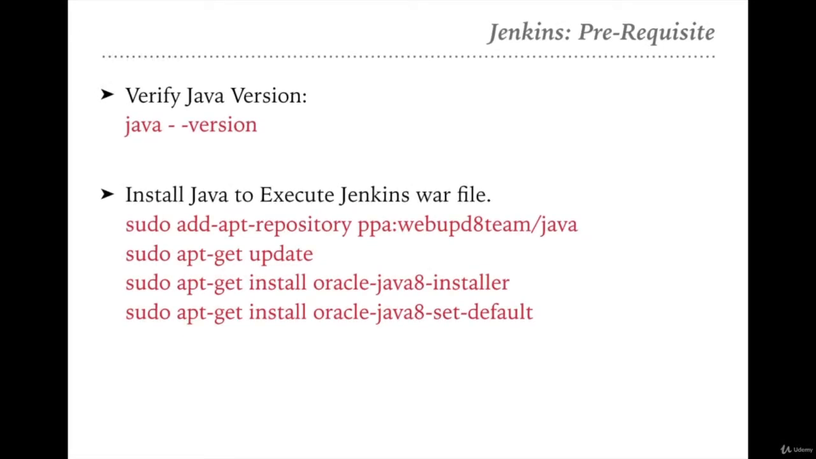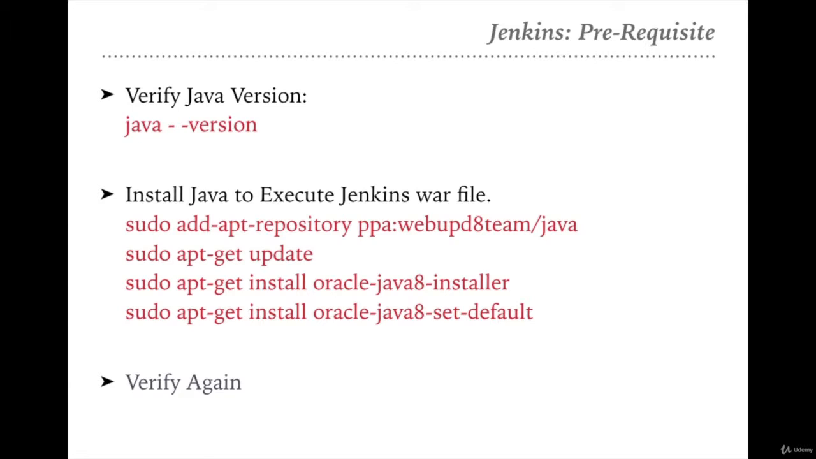To install Java on your machine, you need to execute the below commands in a sequence. First, you need to create a repository, ppa webupd8team java. Then you need to update your packages. Then you need to install the Java 8 installer and then install Java 8, right? So these are the commands which we will use to install Java 8 on our machine. After this, we will again verify the Java version installed on our machine.